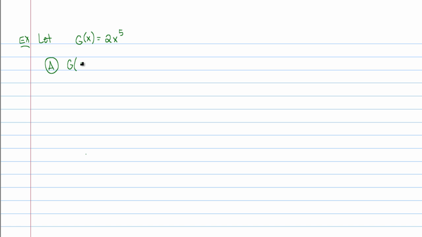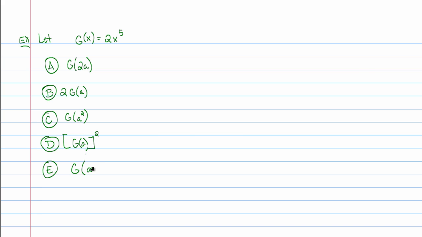Let's look at g of 2a, and then we'll look at 2 times g of a, and then we'll look at g of a squared. Then we'll look at the quantity of g of a being squared, and maybe I'll even look at g of ab and g of a plus b. So we're evaluating this function 6 different ways here.